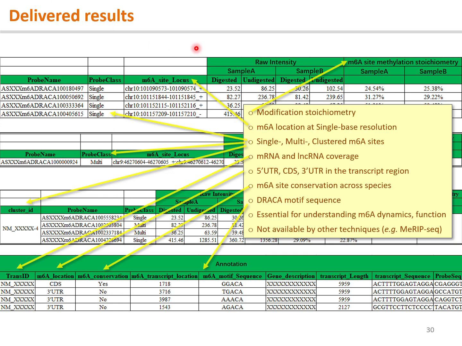The m6A microarray data are analyzed and richly annotated. They include modification stoichiometry, m6A location at single base resolution, single, multiple, and clustered m6A sites, mRNA and lncRNA coverage, 5' UTR, CDS, 3' UTR in the transcript region, m6A sites conserved across species, and RRACA motif sequence. All these are essential for understanding m6A dynamics and function. These are not available by any other techniques, such as miCLIP sequencing.